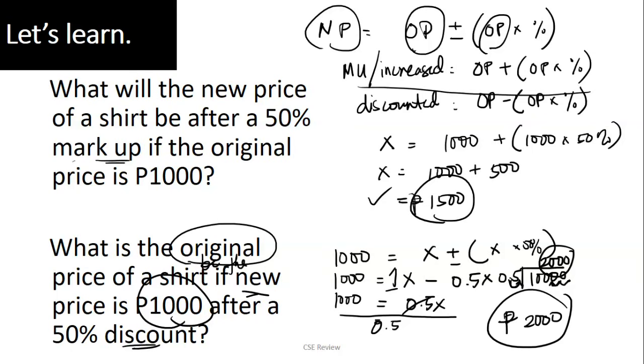Hindi 1,500. And if you check, it makes sense kasi 2,000 minus 50%, ang 50% ng 2,000 ay 1,000. So, 2,000 minus 1,000 is 1,000. So, the answer is 2,000. That is the reason why you have to be careful with this type of problem. Make sure na kung new price ang hinahanap, okay, siya ang magiging X. Kung original price ang hinahanap, siya ang magiging X.